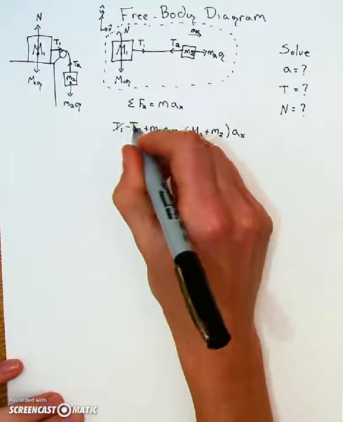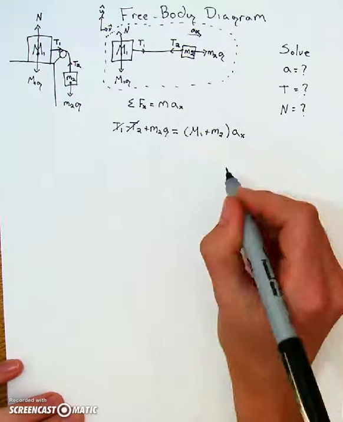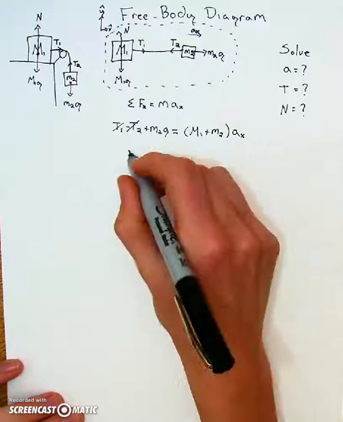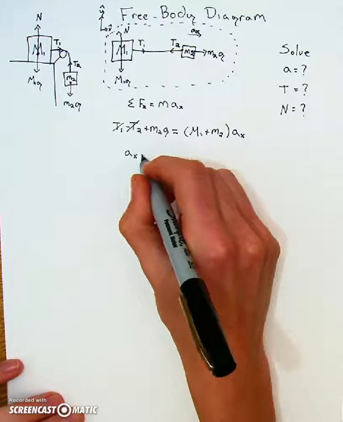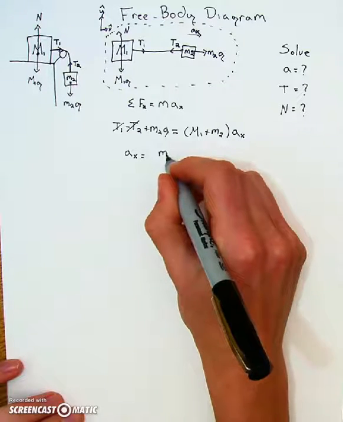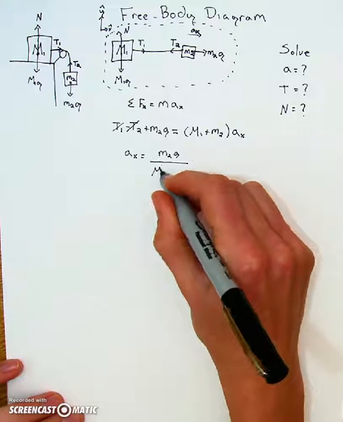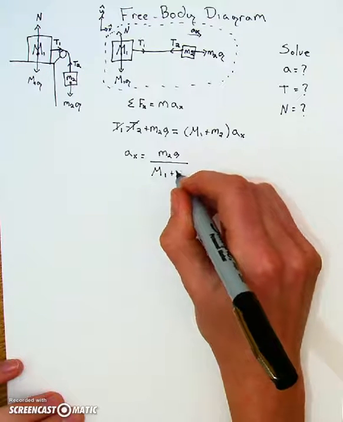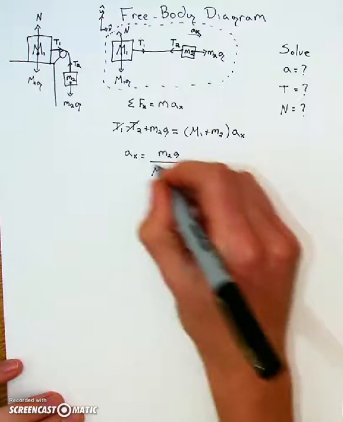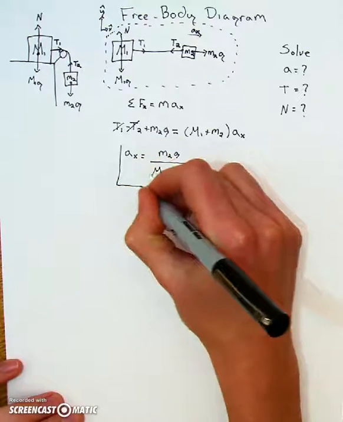T1 and T2 equal each other, so they cancel out. Now we can solve for A. We rearrange the equation. We get M2 times G all over M1 plus M2 for the acceleration.